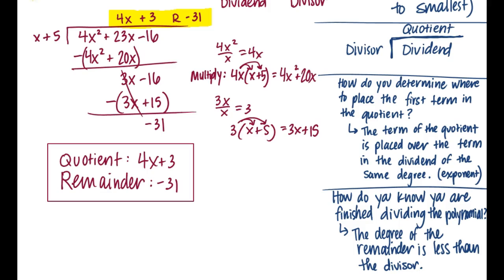So you may be thinking to yourself, how do you know when you are finished dividing the polynomial? Well, you know you're done when the degree of the remainder, in this case the remainder is negative 31, so degree is 0 since there's no variable at all, is less than the degree of the divisor. The divisor had a degree of 1 because of an invisible exponent of 1, and the remainder has a degree of 0, so that means the degree of the remainder is less than the divisor, so that means we are done.